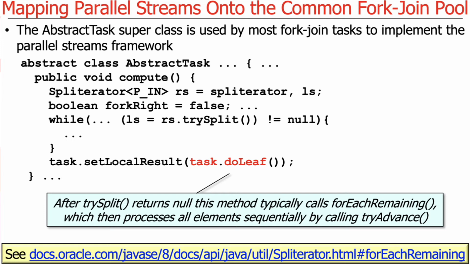After try split finally returns null, then it's going to do the leaf processing, and that will call this thing called for each remaining, which will then process all the elements by calling their try advance method on the splitterator. So it'll call try advance to work through that stuff. So that's the part after we've forked. When we get back a null, then we go ahead and process what's resulting sequentially by try advance.